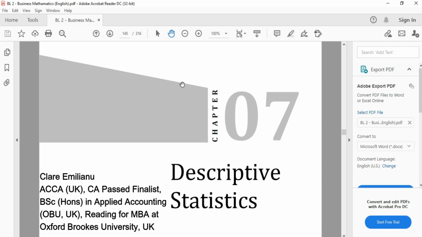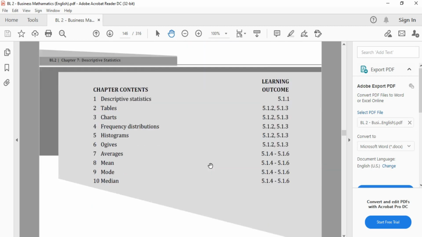Hi guys, today we will be concentrating on chapter 7, which is descriptive statistics, where you will be learning how to interpret tables, charts and various more statistics that will be applicable for your syllabus.